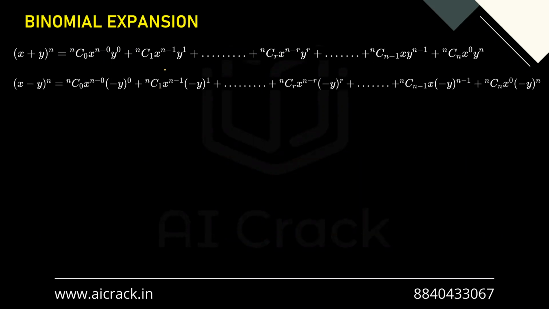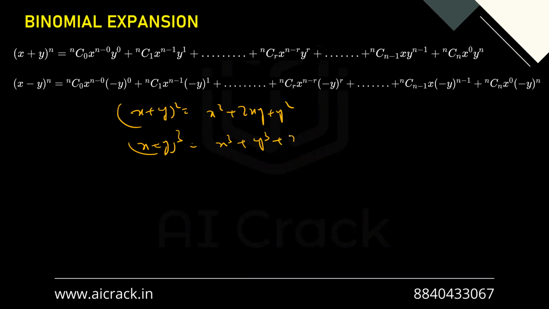binomial expansion. So you all must be knowing that (x + y)² would be x² + 2xy + y². (x + y)³ would be x³ + y³ + 3x²y + 3xy², right? So we know these formulas from 9th and 10th class, but what if we have been told to find (x + y) raised to power 10? Then we won't be able to do that, right?